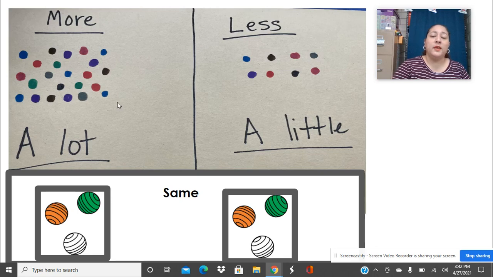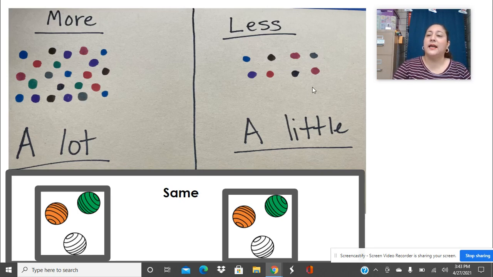So we are going to be able to see groups of things, and we're going to decide if that group has more, less, or the same. So let me talk about each one. More, this is a group that has more. That means it has a lot. So this group has more than this one. More in Spanish means más. So este grupo tiene más bolitas que este de aquí. Okay? So more means a lot.